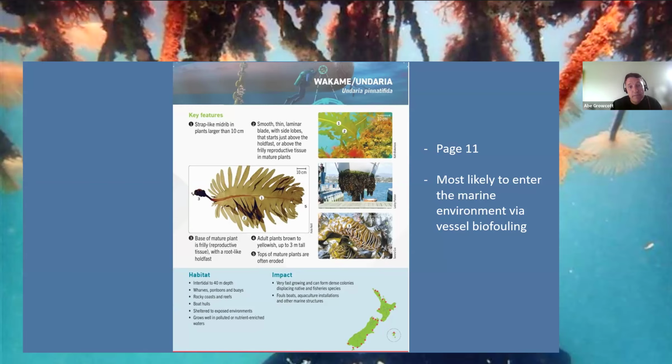Its habitat requirements are quite broad for Undaria. It does very well in exposed coastal locations and in sheltered areas. It can deal well with polluted or modified marine environments and can form very dense colonies. And as you can see from that boat that's been lifted out there, could be a real pain for vessel biofouling management.